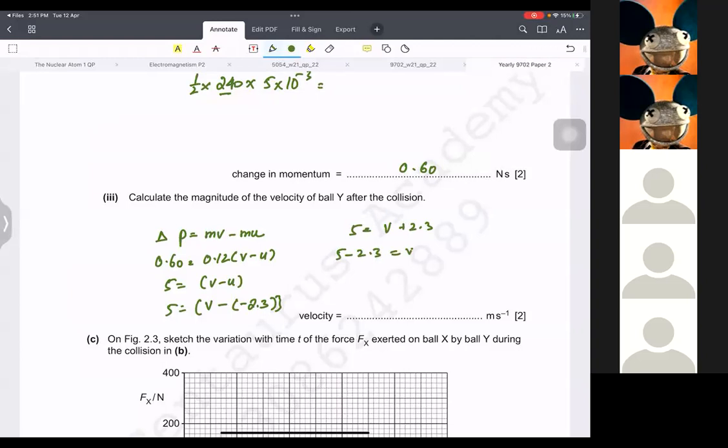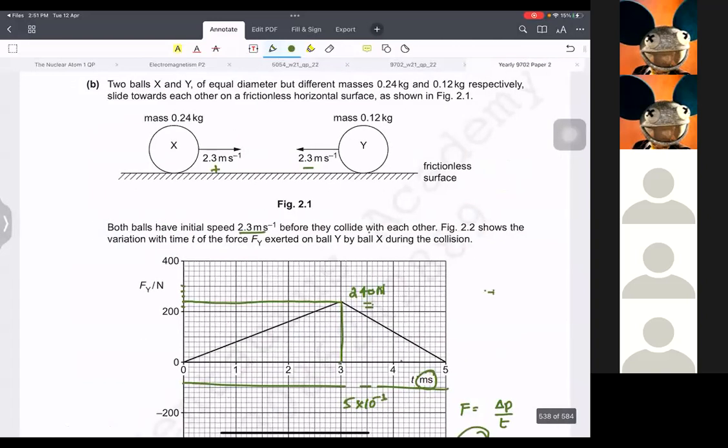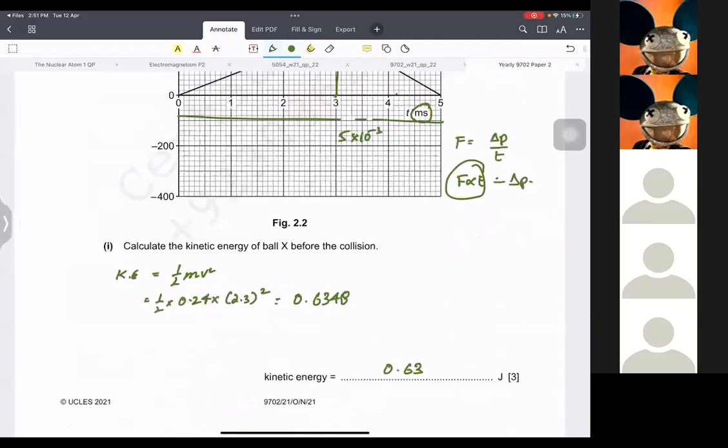And this is something like 2.7. Sorry, bad mental maths. Okay, 2.7. So basically, you guys need to be very careful here about why I added minus 2 by 3. Because it was going in the opposite direction, I had to take something, right? So make sure that you do that.